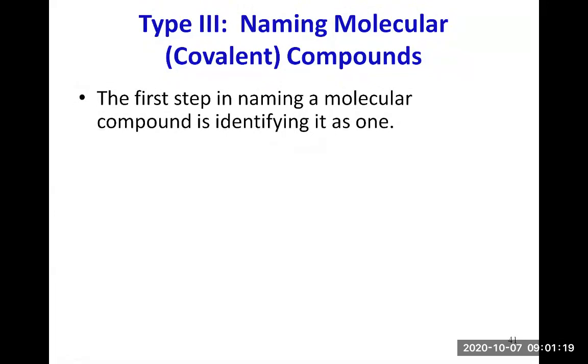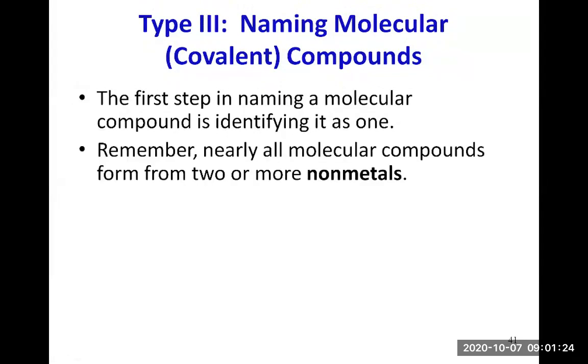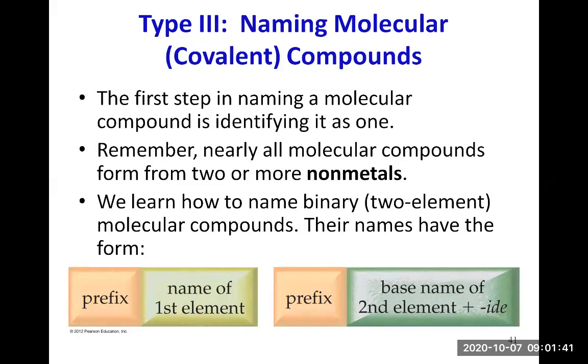So the first step in naming a molecular compound is identifying it as one. Remember, nearly all molecular compounds form from 2 or more nonmetals. So if you have a formula with nonmetals only, it's a molecular compound, also called a covalent compound, or type 3 compound. We will learn how to name binary only, so with only 2 different elements in the chemical formula. So we will learn to name binary molecular compounds, and that's going to be the rule.